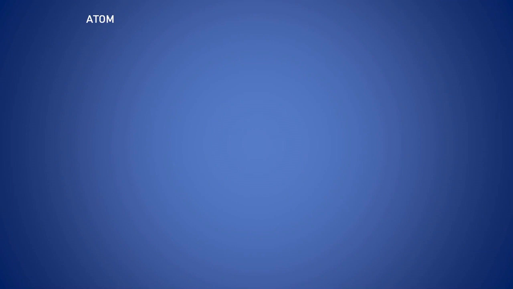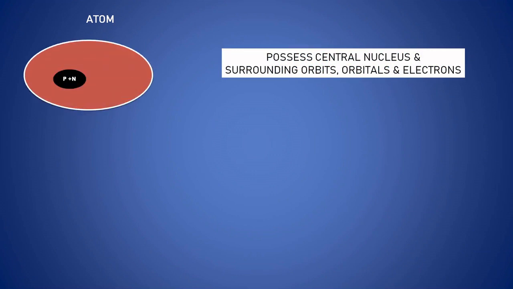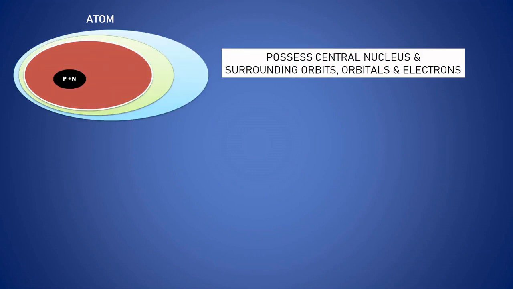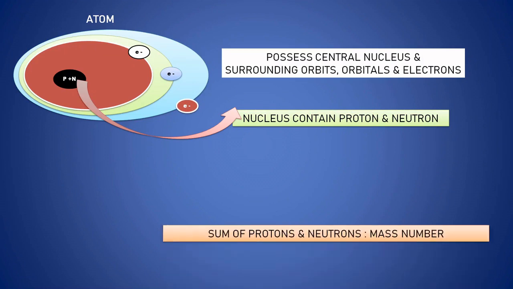Atom. What is an atom? Atom is the basic unit of any matter or substance present in the universe, and an atom contains a center nucleus and, surrounding the nucleus, orbits are present, and orbits contain orbitals. Within the orbitals, electrons are present. The nucleus contains protons and neutrons, collectively called nucleons.